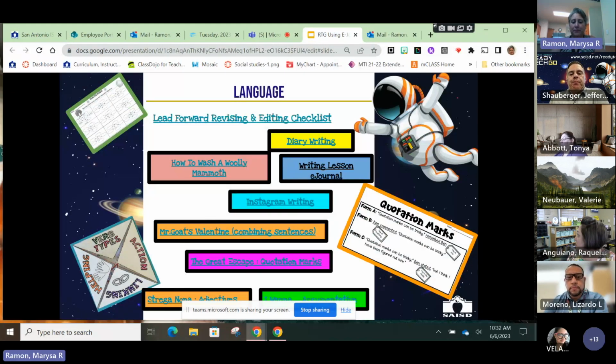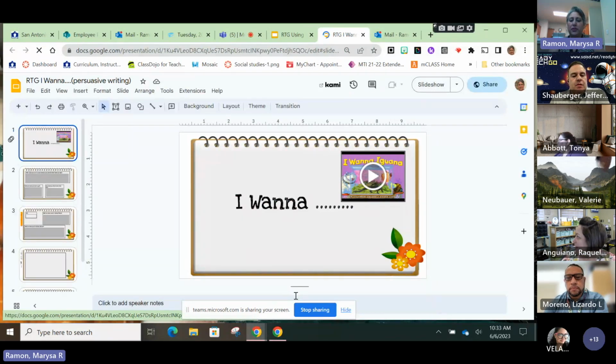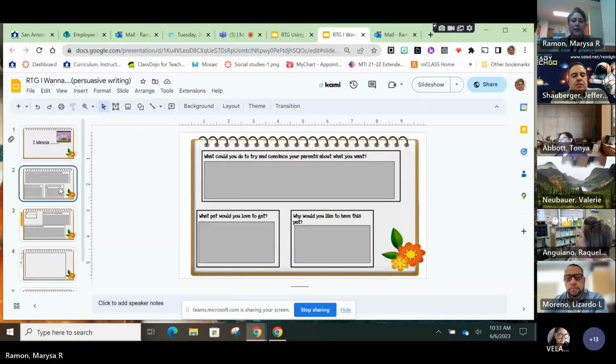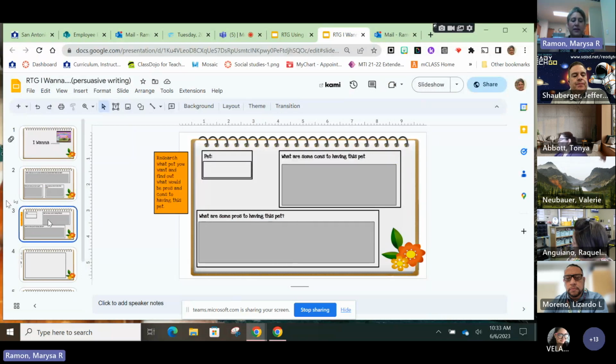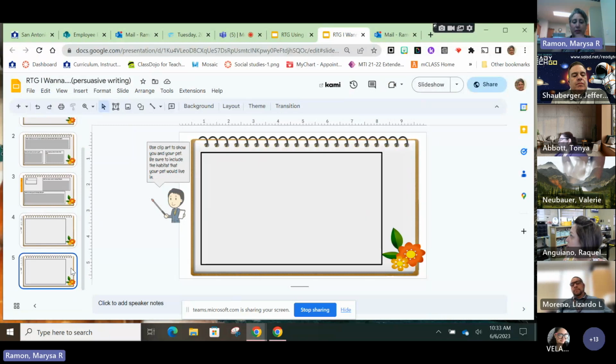And I wanna show this one, early in the year, persuasive writing. This one's a story about a little boy that wants an iguana and how he's going to convince his parents to get him one. And could you try to convince your parents? What pet would you love to get? What would you like to have? Why would you like to have this pet? Then what is a pet? Do a little bit of research about the pros and cons to having this pet, and then start writing. Write a letter to your parents, trying to convince them to get you the pet. Make another slide if you need one. And here's the other slide for them.